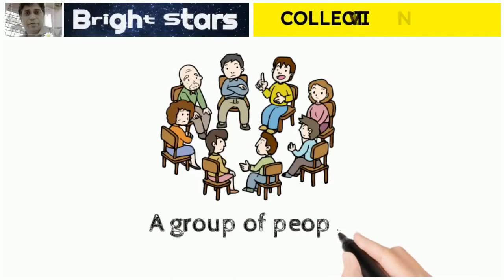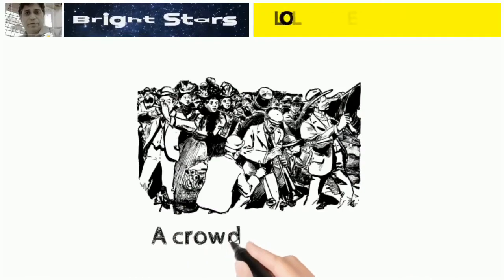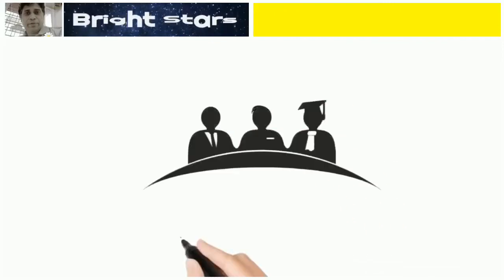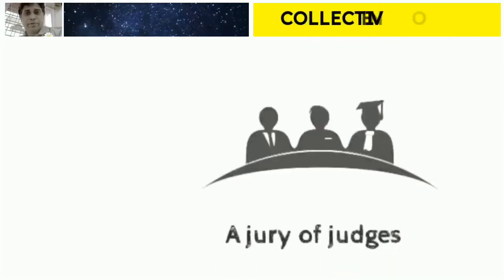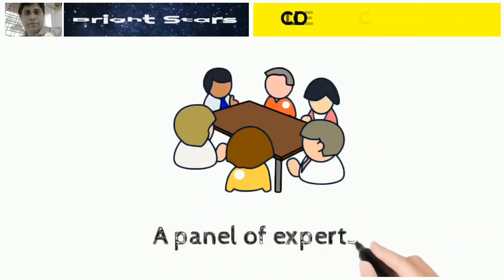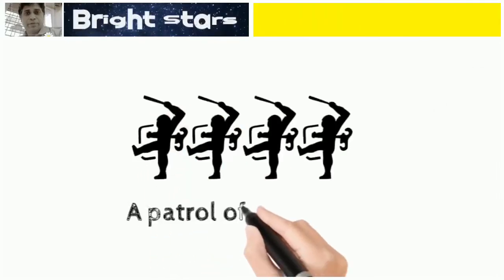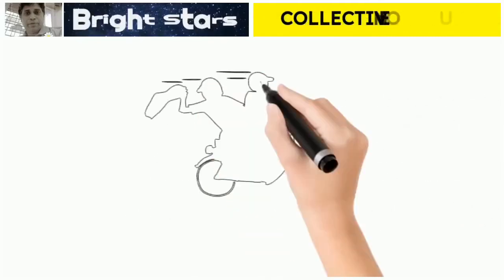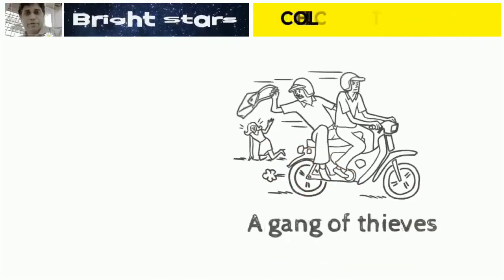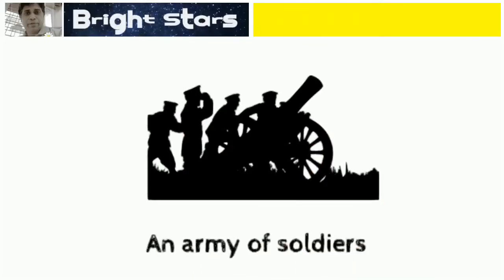In the same way, a group of people sitting here. Next thing is a crowd of people. It is a disorderly group. Next one is a jury of judges. Next, a panel of experts. Here is what? A patrol of police. If it is thieves, use a gang of thieves. Next, an army of soldiers.